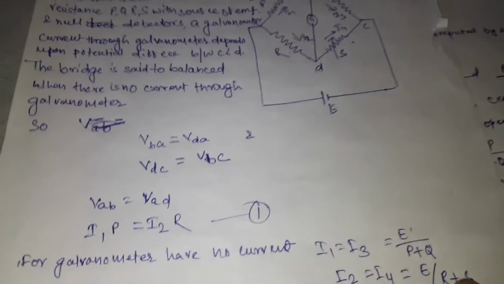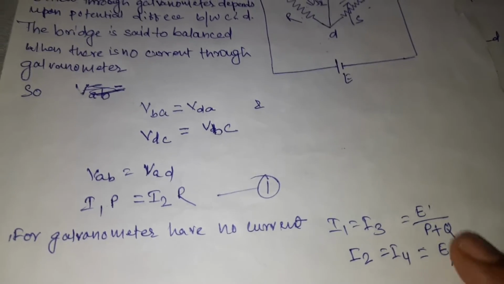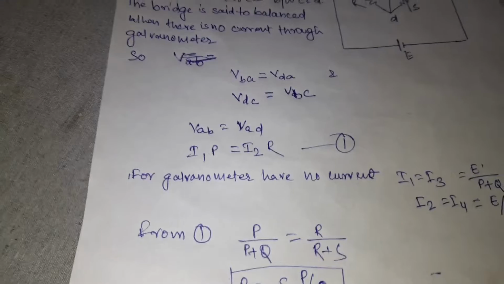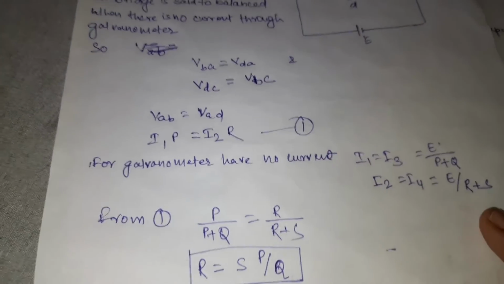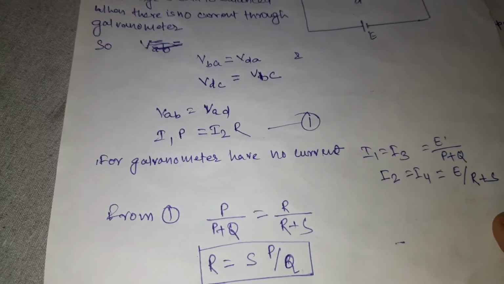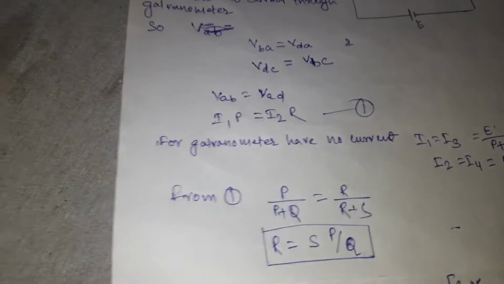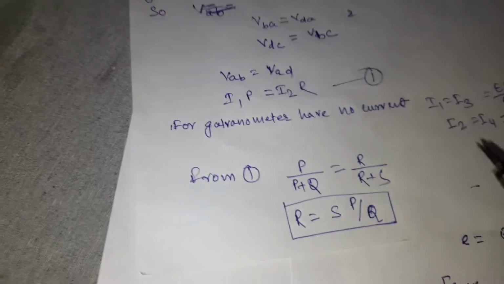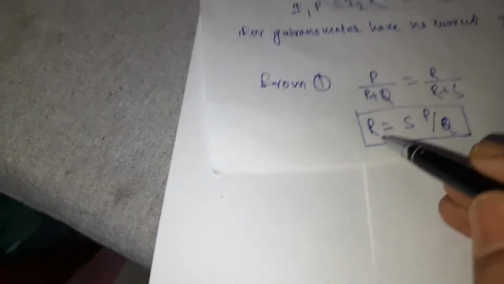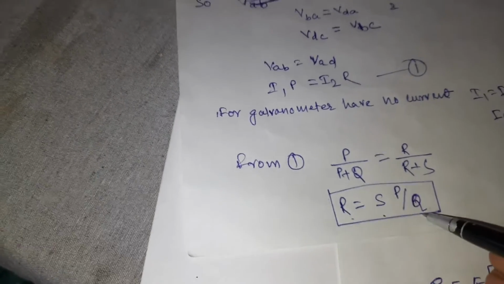So in this way, I2 is equal to I4 is equal to E by R plus S. From equation 1, you put the value of I1 and I2. Then you get P by P plus Q is equal to R by S plus R. By solving, you get the unknown resistance R. This is when the bridge is balanced. Unknown resistance R is equal to, in terms of S, P by Q.